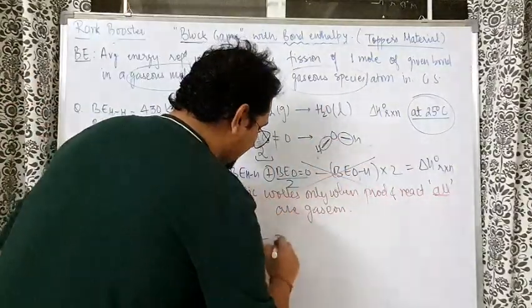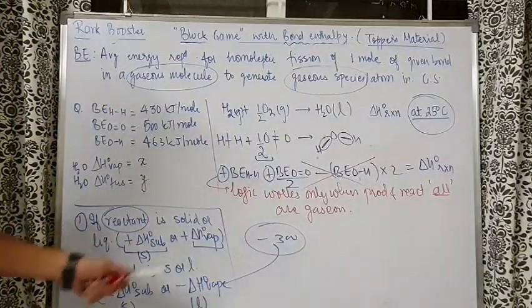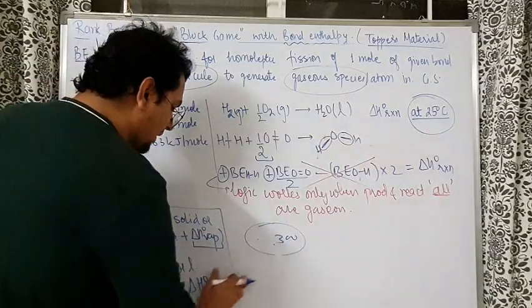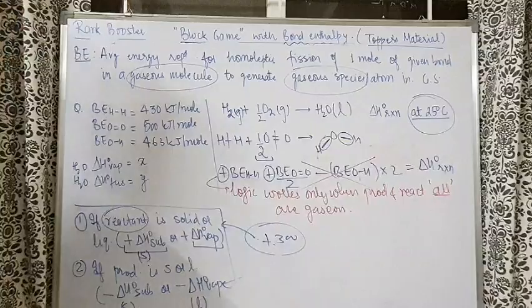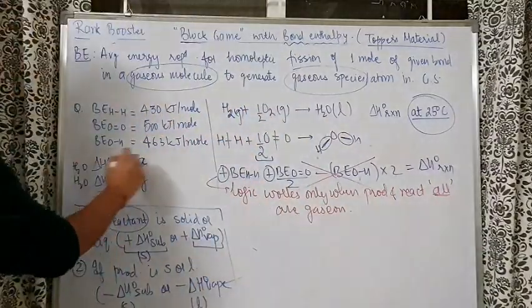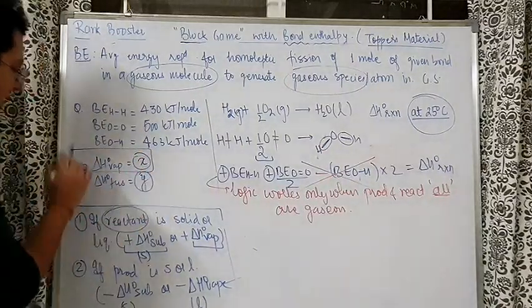For example, I give you minus 300, so that minus should come when the product is solid or liquid, and this should become plus when the reactant is solid or liquid. For example, whatever they give you as enthalpy of vaporization, x or y, whatever. So enthalpy of vaporization given as x.